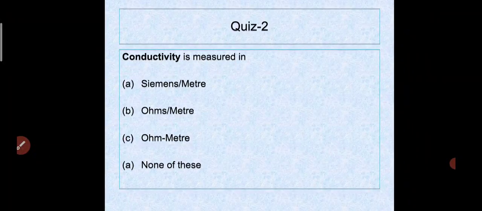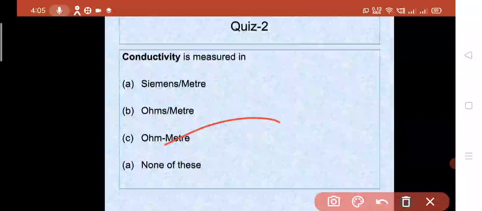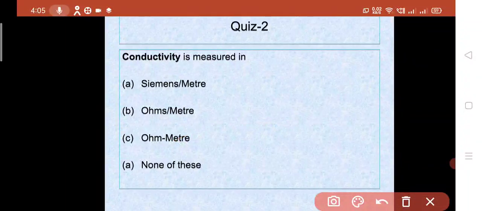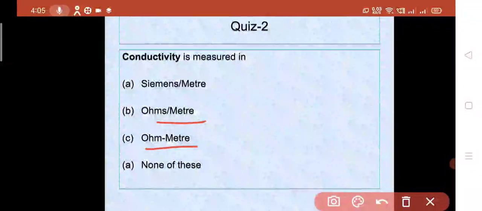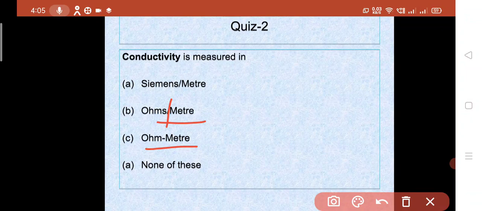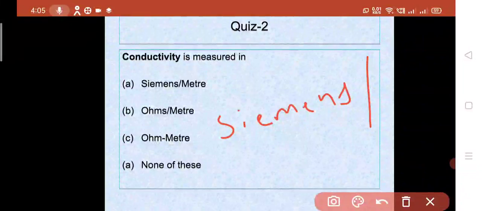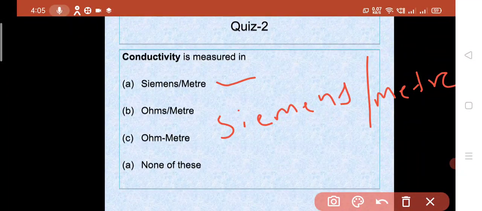And second one, conductivity is measured in: A Siemens per meter, B ohm meter, C ohm per meter, D none of these. So conductivity is measured in, the answer is Siemens per meter, A.